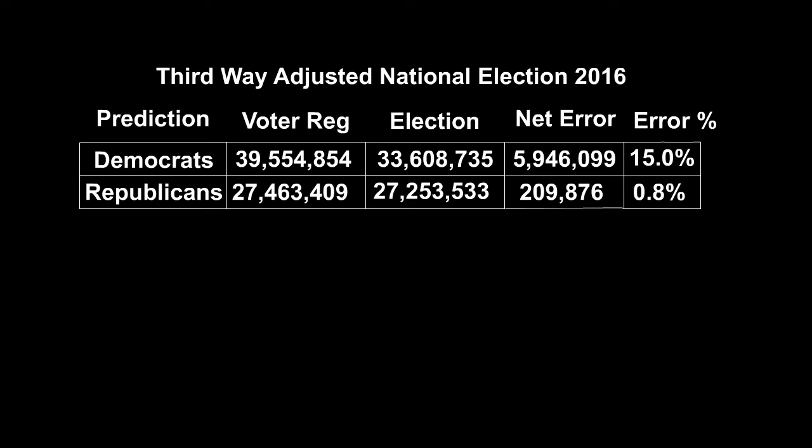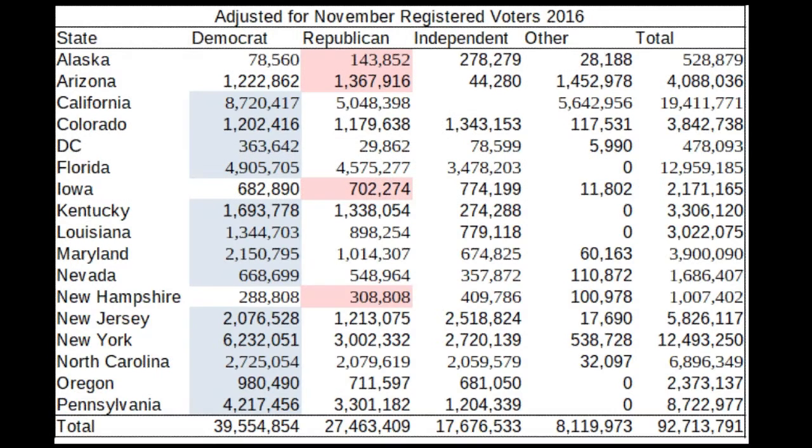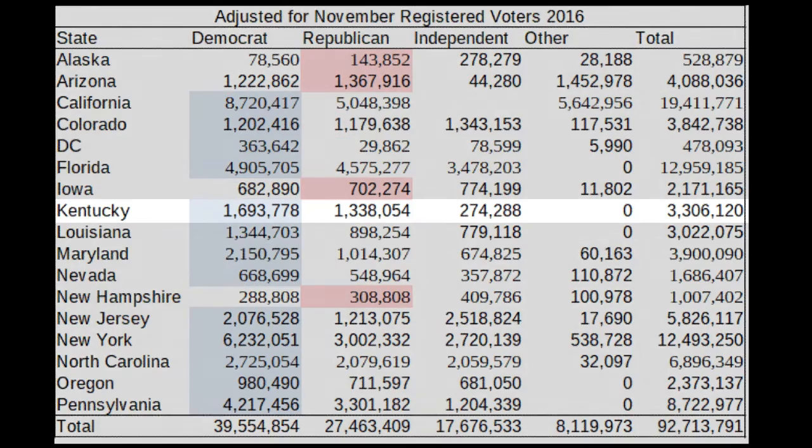Registered Democrats are overrepresented by 5.8 million, or by 17.3%, while registered Republicans are almost equal to voters. Looking at the states more, we already discussed Florida. The most inaccurate states are Kentucky, Louisiana, New York, North Carolina, and Pennsylvania.